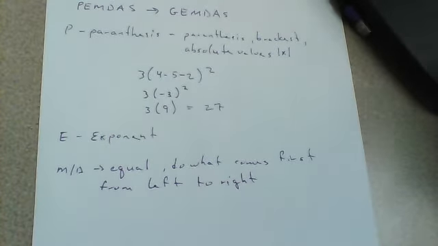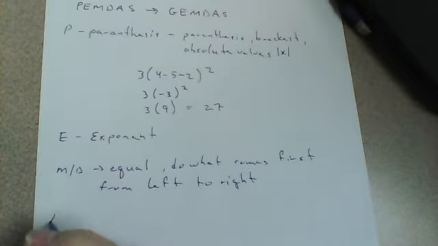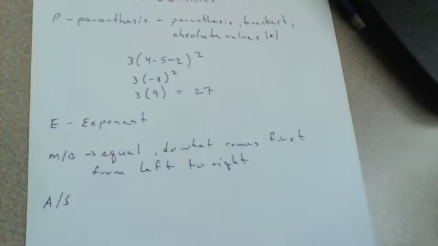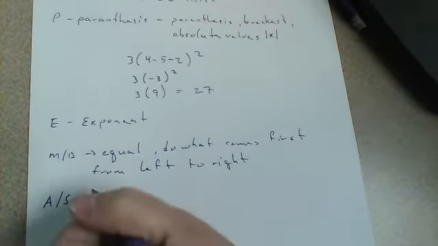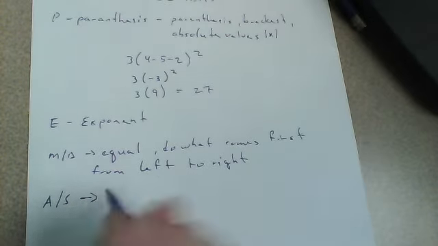Addition works the same way. Addition and subtraction are the same thing. They're equal to each other. They come after multiplication and division, but they are equal to each other. So you do left to right the same, right?